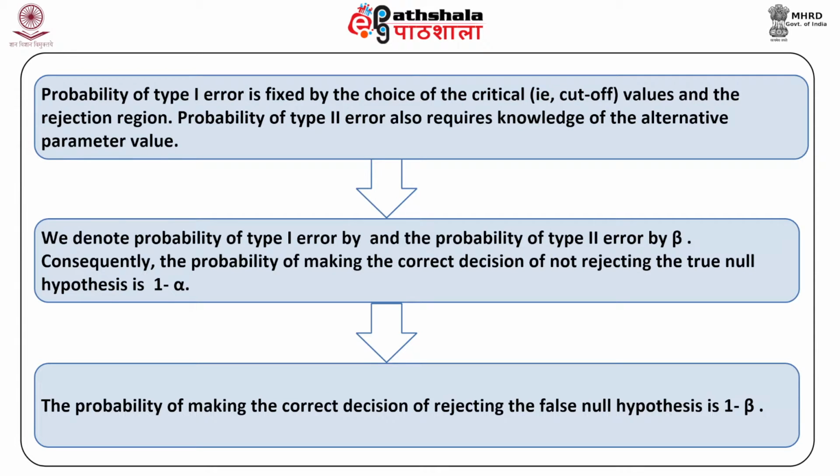Consequently, you will find that the probability of making the correct decision of not rejecting the true null hypothesis is 1 minus alpha. Similarly, the probability of making the correct decision of rejecting the false null hypothesis is 1 minus beta. These probabilities are shown in brackets in table 1, which you can note. And note that alpha plus beta is not equal to 1.